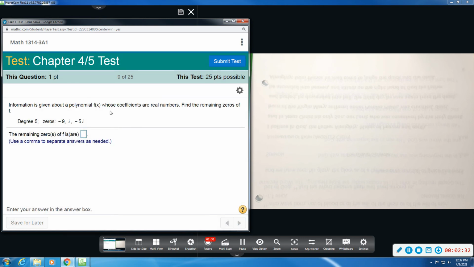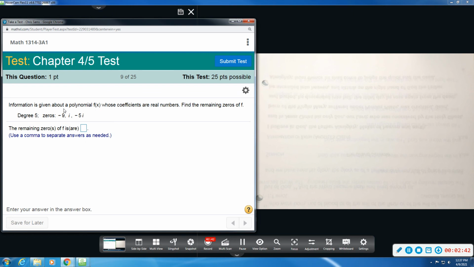All right, number 9, it says, I guess it's kind of cut off. The information, I can't see what's going on here. Okay, it says information is given about the polynomial f of x, whose coefficients are real numbers. We want to find the remaining zeros of f.